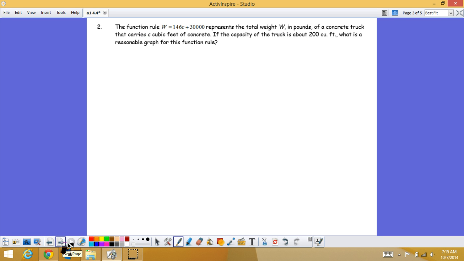In this one, we have a word problem that says the function rule W is equal to 146C plus 30,000. This represents the total weight of a concrete truck that carries C cubic feet of concrete. So if the capacity of the truck is about 200 cubic feet, what is a reasonable graph for this rule? So we're going to pick values for C and find the weight for that. And again, the maximum we can do is 200, so maybe we go by 50s.